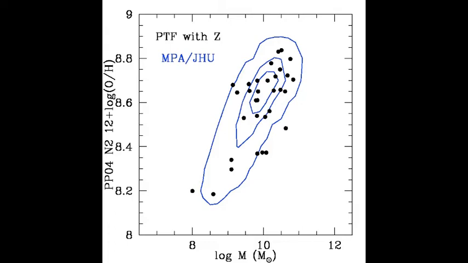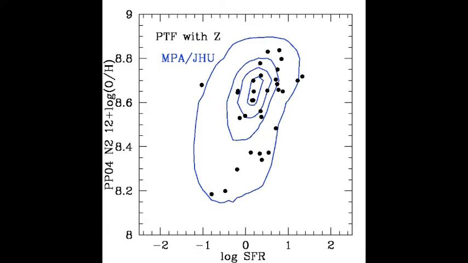The Type II supernova host galaxies, in black, trace the spread of galaxies in stellar mass on the x-axis and oxygen abundance on the y-axis. But in the plane of oxygen abundance versus star formation rate, we find that the hosts are slightly offset to higher star formation rates, as we would expect if Type II supernovae trace star formation.